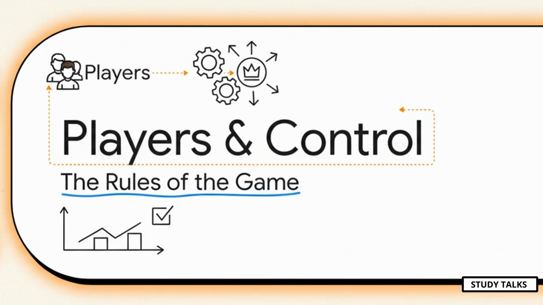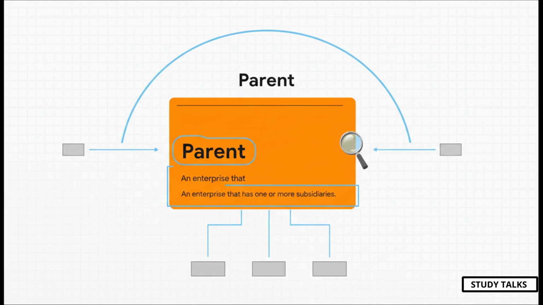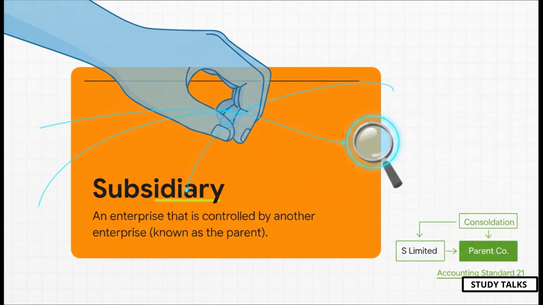Now, before we even think about touching a calculator, we have to get our definitions straight. We need to know who's who and what the rules of this consolidation game actually are. This part is foundational, so let's lock it in. First, the parent. Super simple, right? A parent is just a company that has at least one subsidiary. So, in our exam question, H Limited, the buyer, is our parent company. Easy enough. And of course, that means a subsidiary is a company that is controlled by another company, the parent. S Limited is our subsidiary.